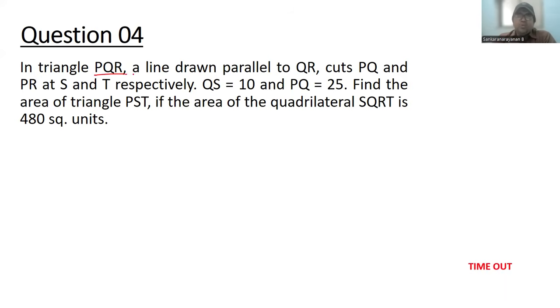In triangle PQR, a line is drawn parallel to QR and cuts PQ and PR at S and T respectively. So let's do that portion first. I am considering a random triangle here. I don't know whether it's equilateral or isosceles or anything, that's why I'm calling it a random triangle. Let me consider that this is P, this is Q, and this is R.